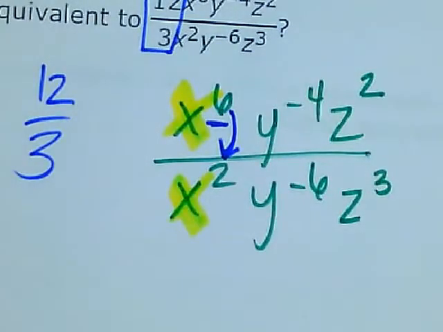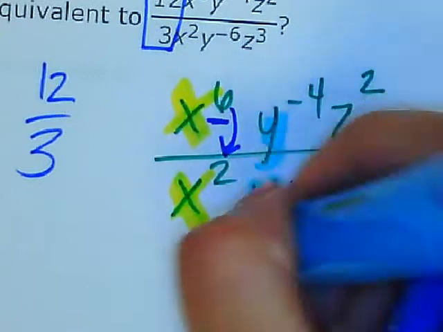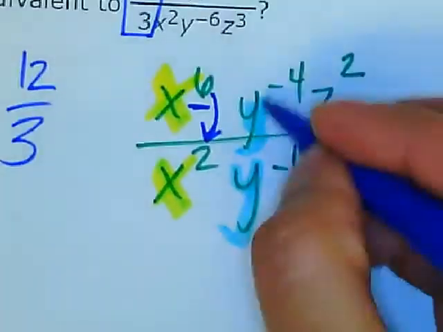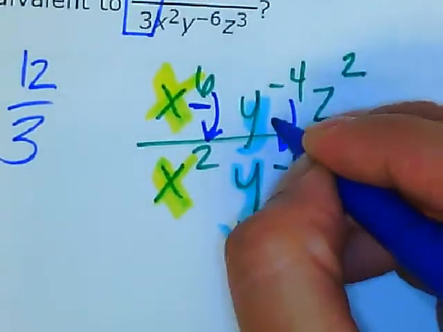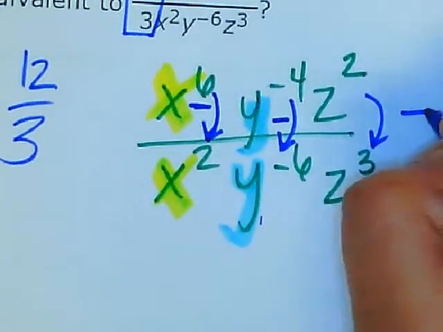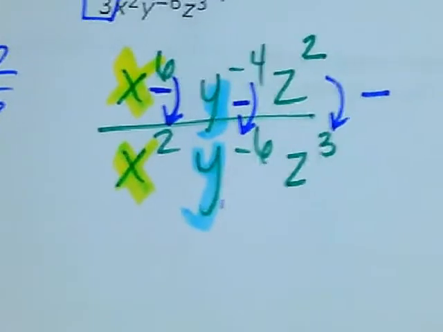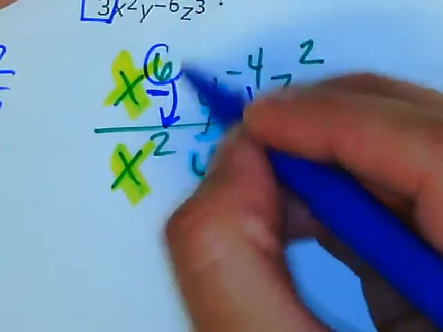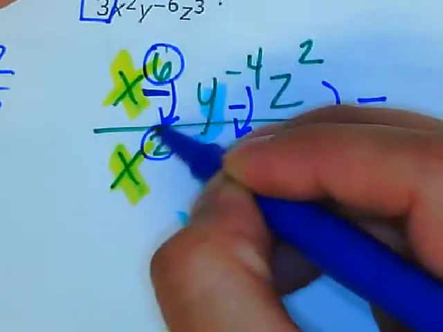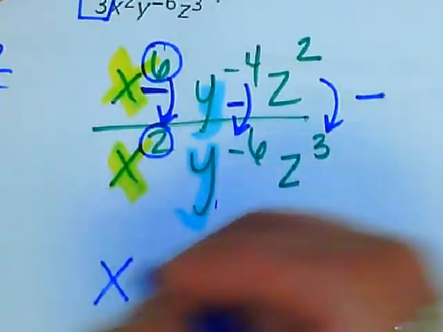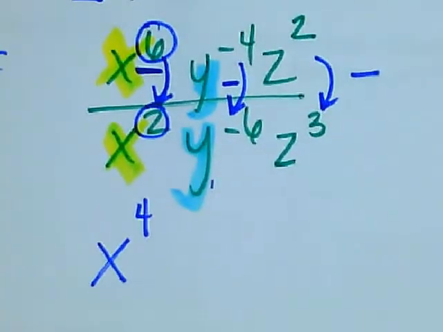Same thing here with the y's. They're the same variable on top and bottom. I'm dividing them, so minus, and with the z, minus. Okay? If you are not good at subtracting and adding integers, we do this in the calculator. You would enter 6 minus 2, and then you would have x to the 4th, because that's what it gives you.